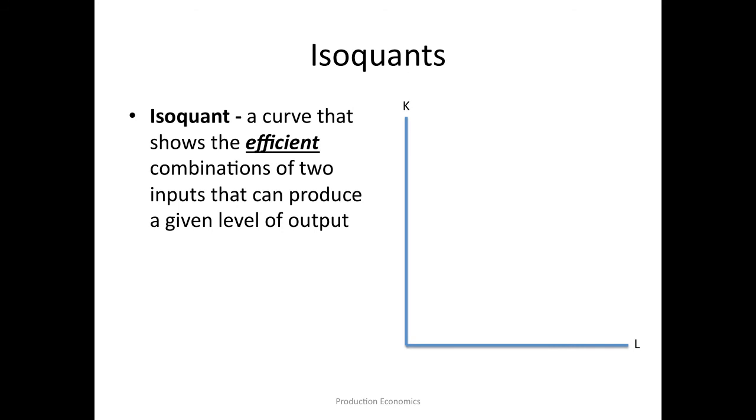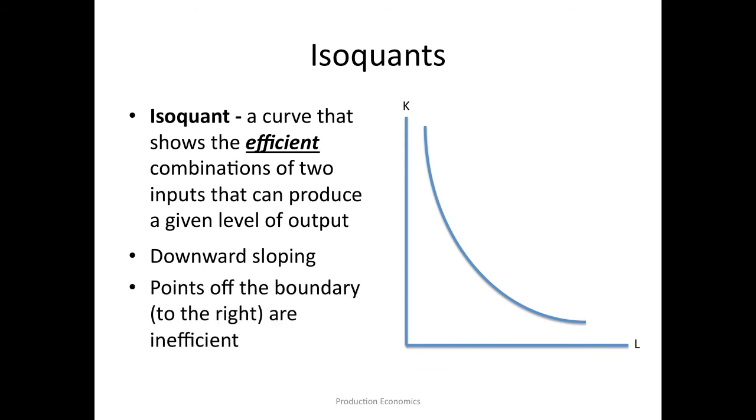If I were to hold output fixed at 100 units, say, and I were to draw an isoquant for it, it would look something like this. Note that it's downward sloping, and the points off the boundary, that is to the right of the isoquant, are inefficient. Now let's just suppose that I'm going to produce 100 units of output with different levels of capital and labor. That level of output would increase as I move further to the right. The idea there is that you're moving from one contour line or isoquant on the production surface to a higher contour line or isoquant on that production surface that was shown in the previous graph.